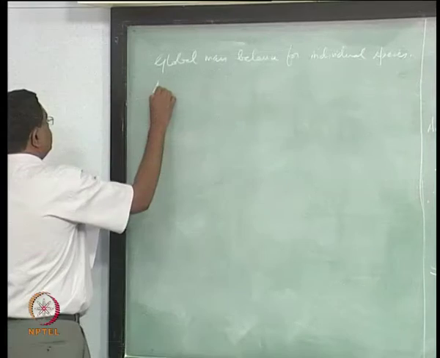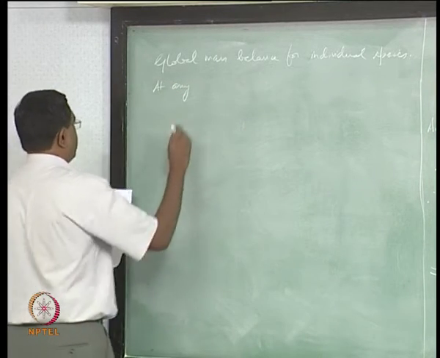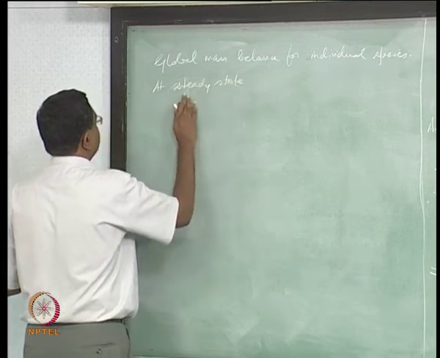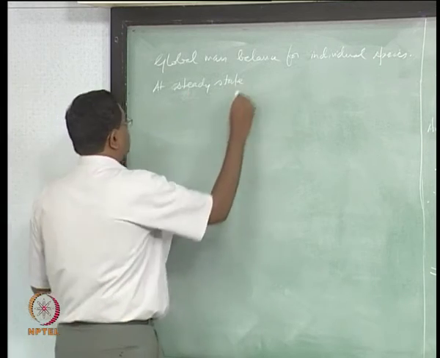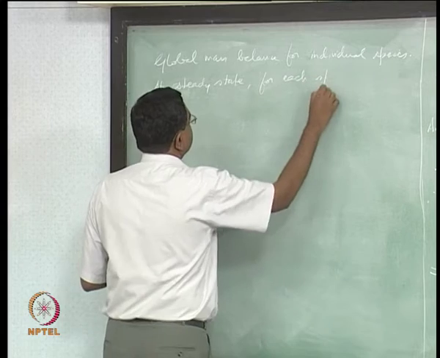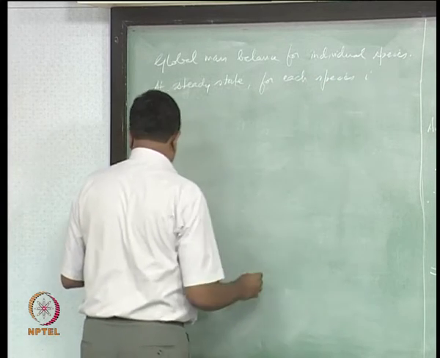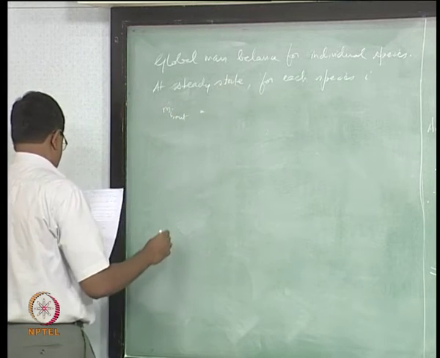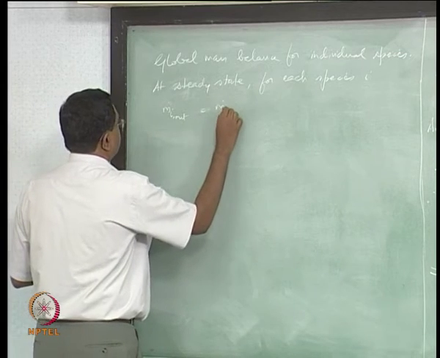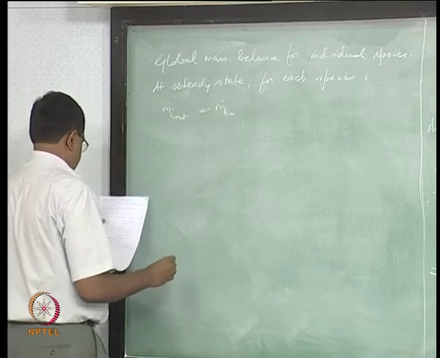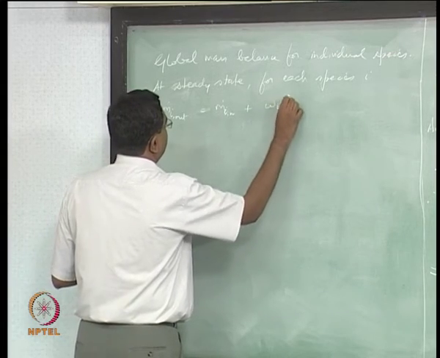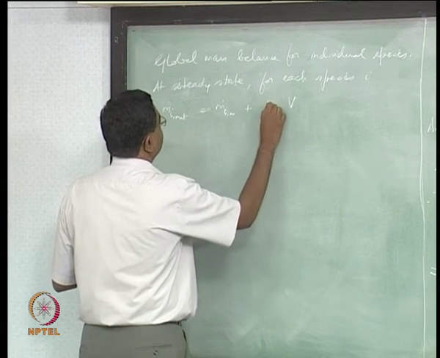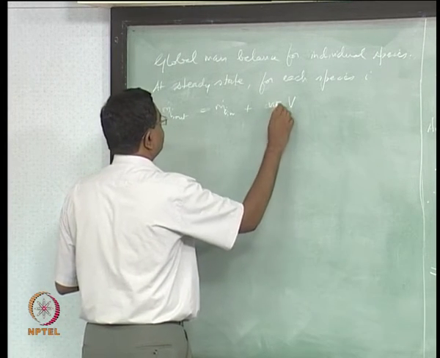So at steady state, for each species i, m dot i out equal to m dot i in plus omega i times v. Oh, I'm sorry, made a mistake. We will now use w i.